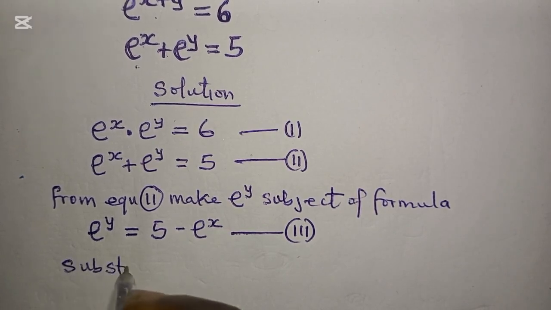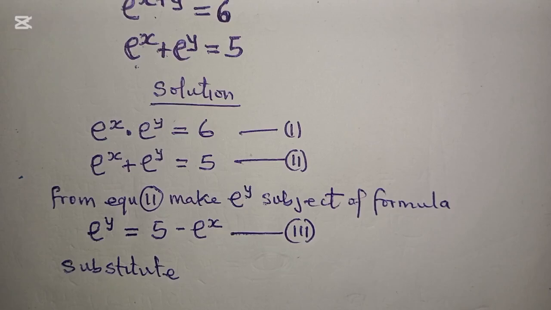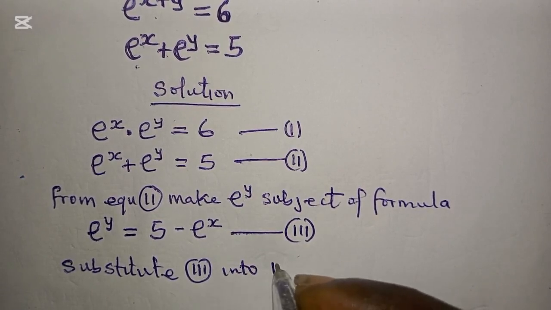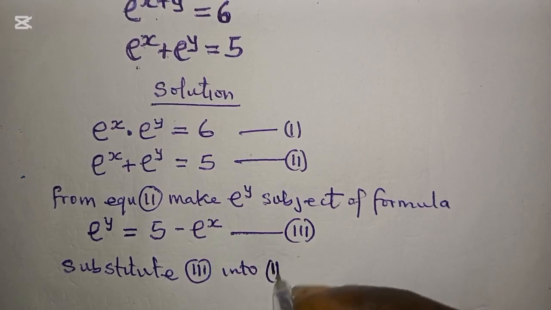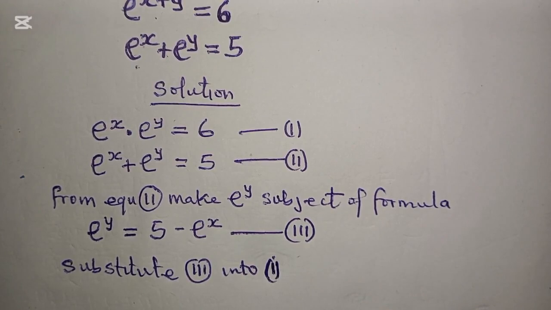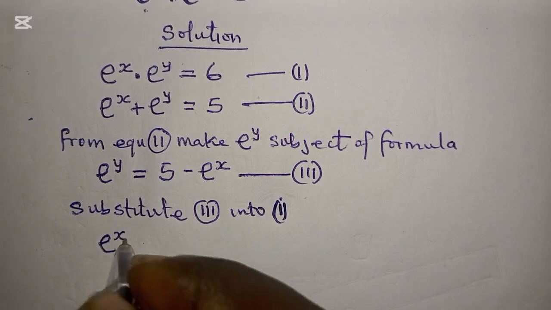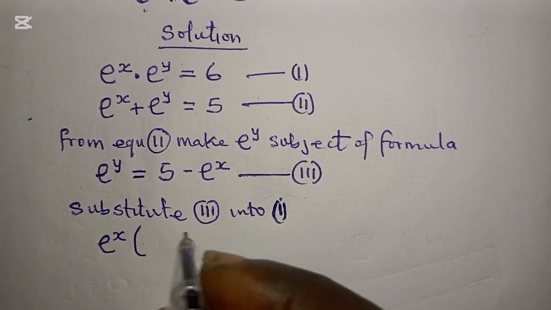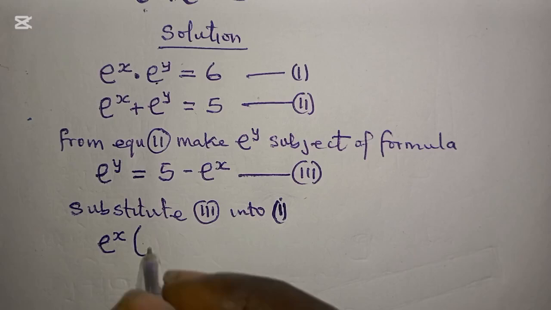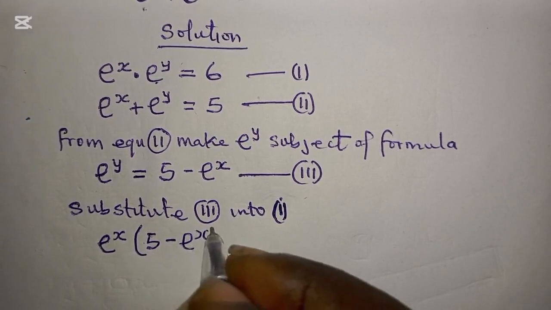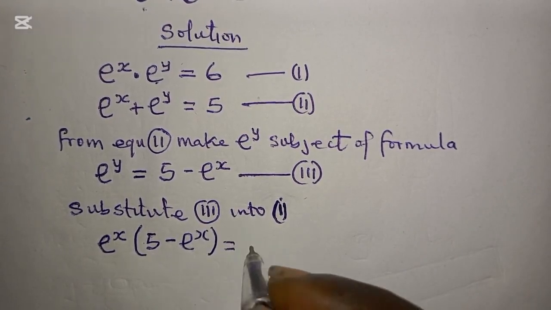So we can now substitute equation 3 into equation 1. If you do that, we are going to have e raised to the power of x times e raised to the power of y, which is now 5 minus e raised to the power of x, which equals 6.